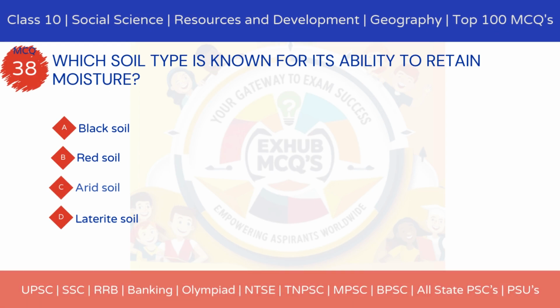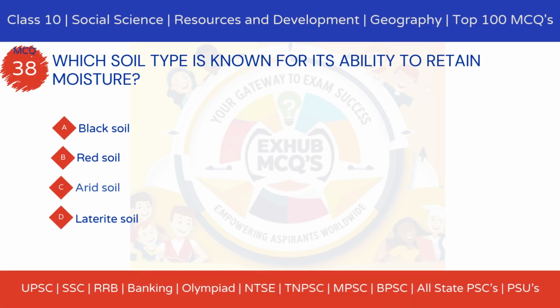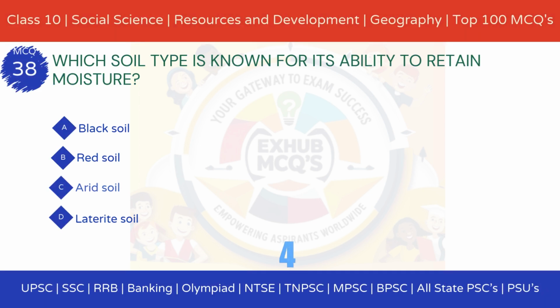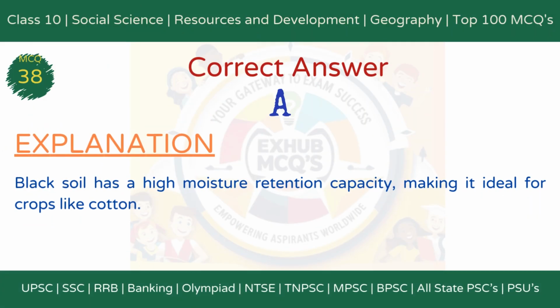38. Which soil type is known for its ability to retain moisture? Option A, black soil. Option B, red soil. Option C, arid soil. Option D, laterite soil. The correct answer is option A, black soil. Explanation: Black soil has a high moisture retention capacity, making it ideal for crops like cotton.